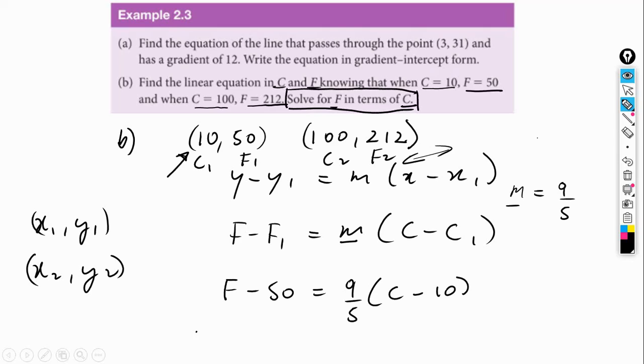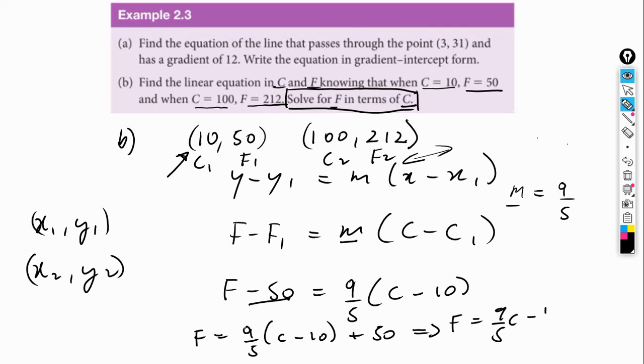So then we can say that this is the same as F is equal to 9/5 times C minus 10 plus 50, right? Because I'm moving 50 to the right-hand side, or this negative 50 to the right-hand side, so it's going to be plus 50. So then we have that F is equal to 9/5 C minus 18 plus 50. And this is finally going to equal F equals 9/5 C plus 32.